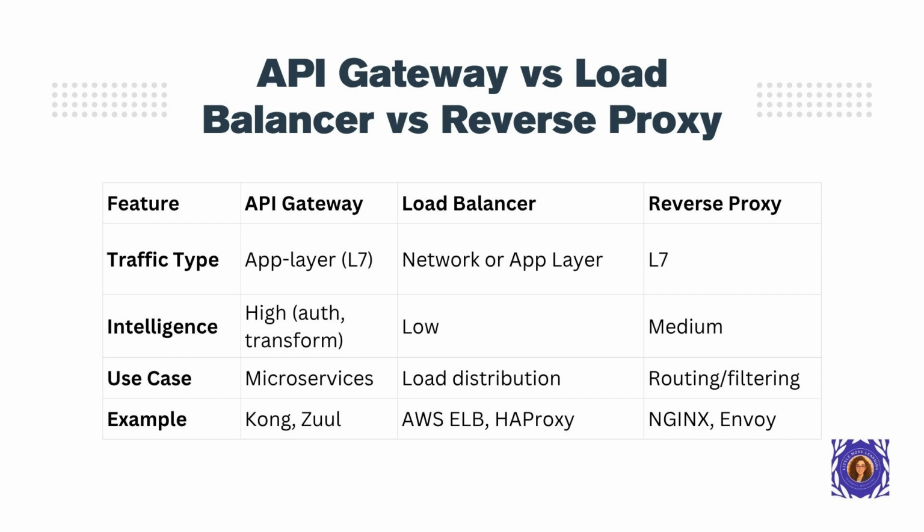In essence, an API gateway is a specialized and much more feature-rich type of reverse proxy specifically designed to handle the complexities of microservices. While a load balancer focuses on distributing network load, an API gateway centralizes application-level concerns and provides a unified entry point to your services.